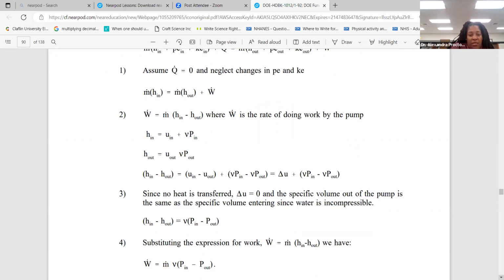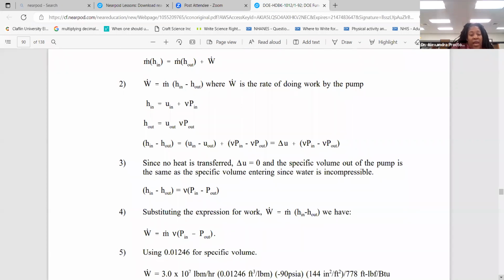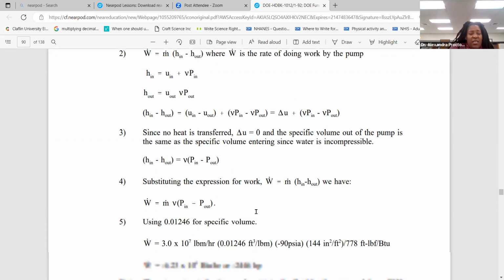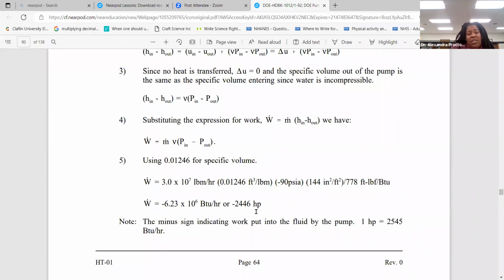So then they're still deriving this equation, okay? H in minus H out is equal to V times P in minus P out. So you substitute the expression for work. Work is equal to M times H in minus H out. So if you were to substitute in for this particular segment of the equation, work is equal to M times V times P in minus P out. They went through all of these derivation steps so that you knew to use this last equation.